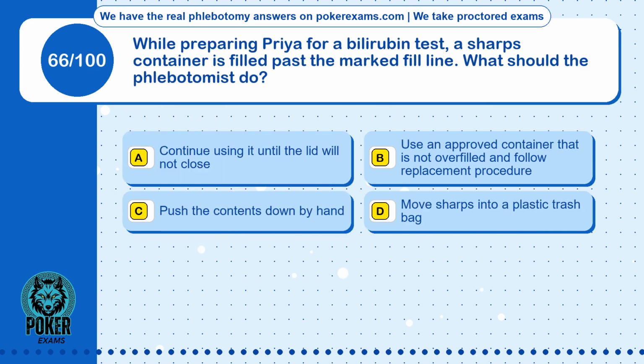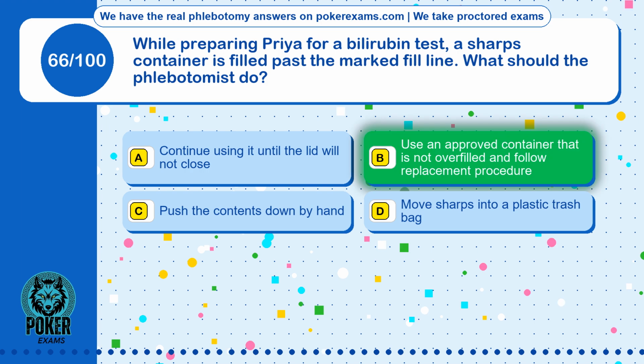Question 66. While preparing PREA for a bilirubin test, a sharps container is filled past the marked fill line. What should the phlebotomist do? Option A, continue using it until the lid will not close. Option B, use an approved container that is not overfilled and follow replacement procedure. Option C, push the contents down by hand. Option D, move sharps into a plastic trash bag.